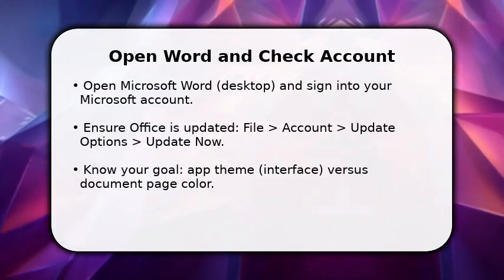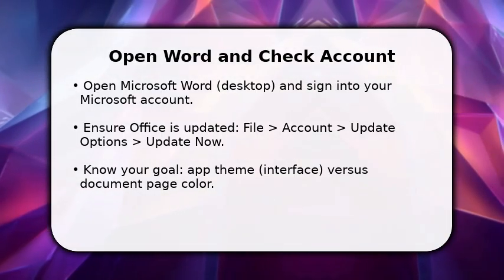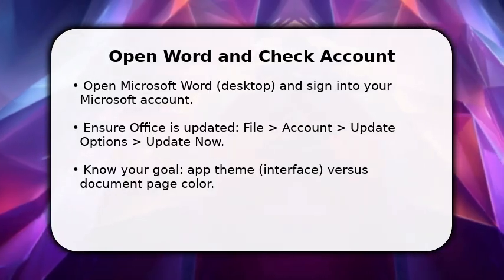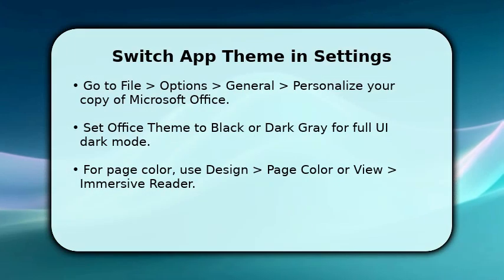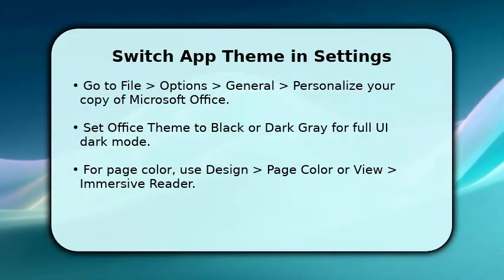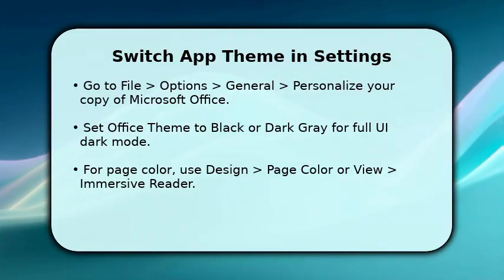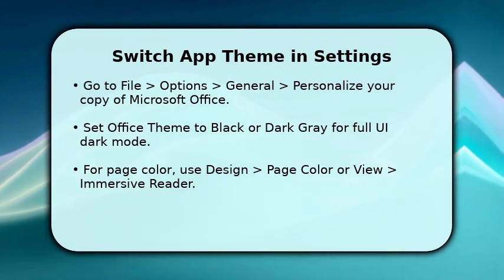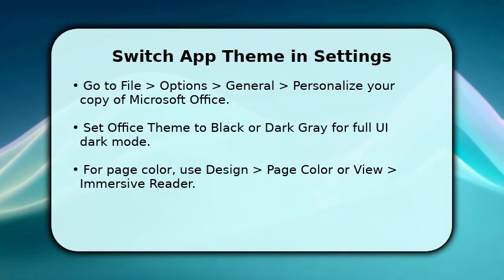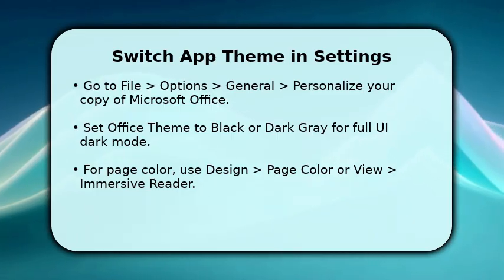Make sure you understand whether you want the app interface dark or the page background darker. That distinction affects the menu choices we'll use next. Now change the interface theme. Go to File, then Options, and under General, find Personalize your copy of Microsoft Office. You select Office theme and pick black or dark gray to apply a true dark UI. This darkens ribbons, panes, and backstage.